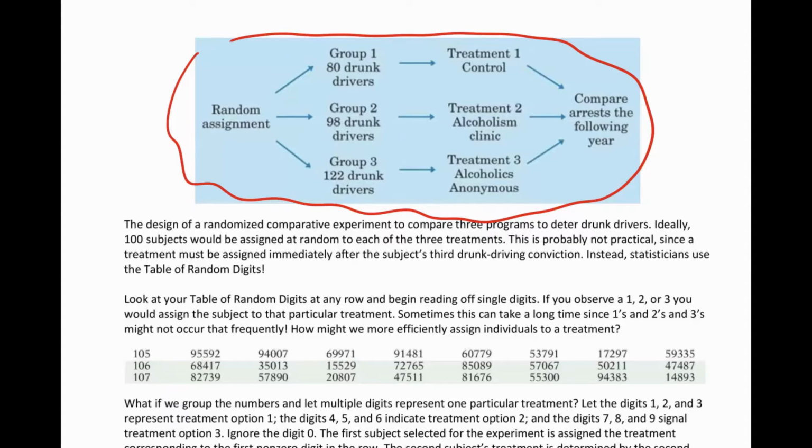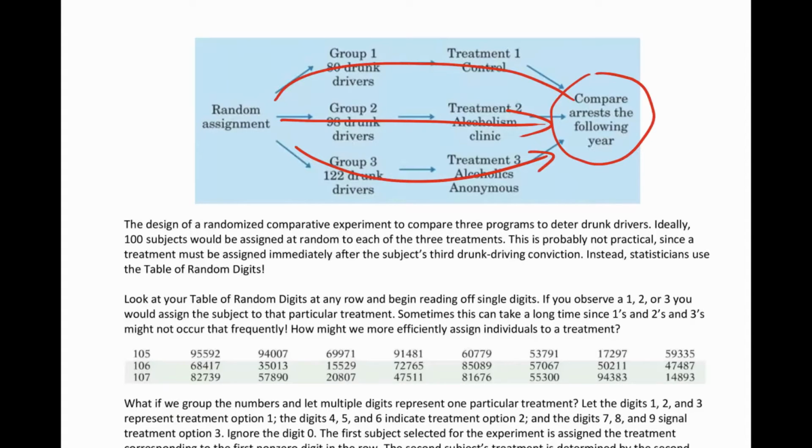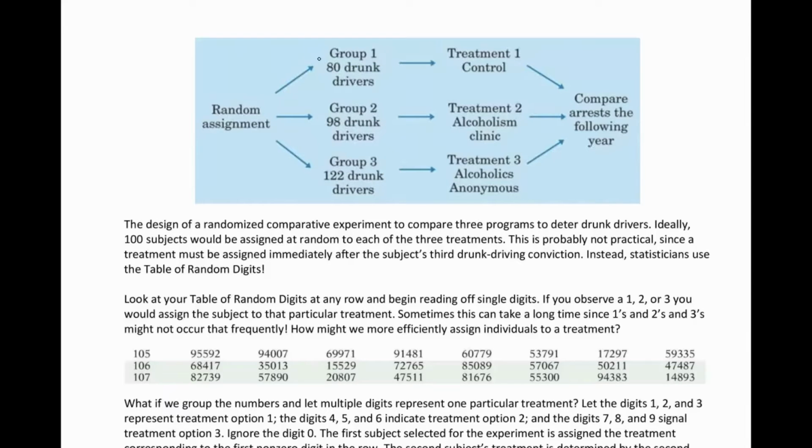This is kind of the official diagram from the book. But you'll notice that there are 3 different paths that individuals could potentially take before we compare how many arrests they have in the following year. Now, ideally, you would want the number of people going into each treatment to be about the same. And here we have 80, 98, and 122. They aren't quite as balanced as we would maybe like. So how did they arrive at these numbers?